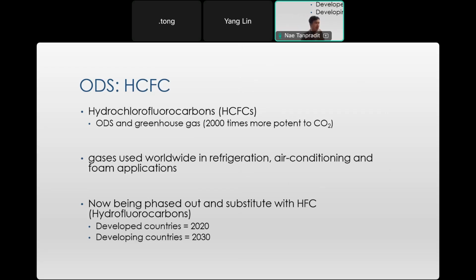HCFC is worse than CFC because it is also considered a greenhouse gas, and it's worse than CO2. As you see, it's 2,000 times more potent as a greenhouse gas than CO2. Now it's being phased out and substituted with HFC, hydrofluorocarbon, not hydrochlorofluorocarbon. HFC is not HCFC. For the developed countries, they don't use this now, but for the developing countries, we are phasing out.